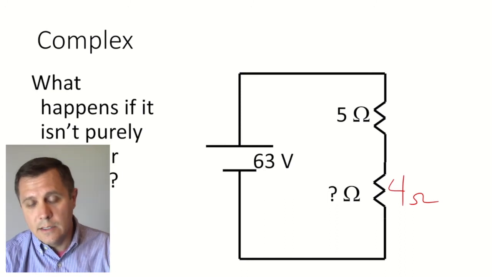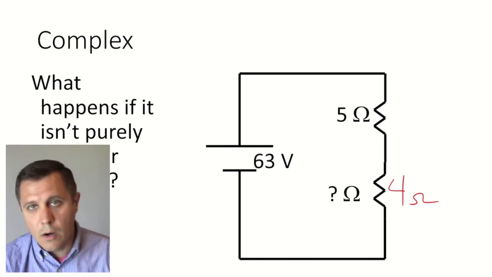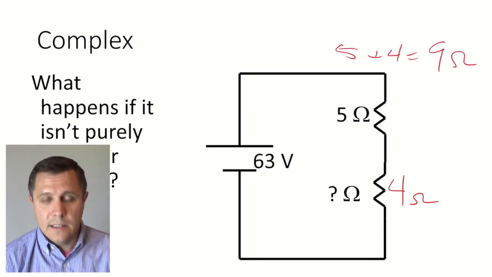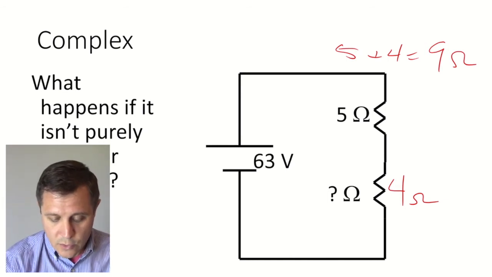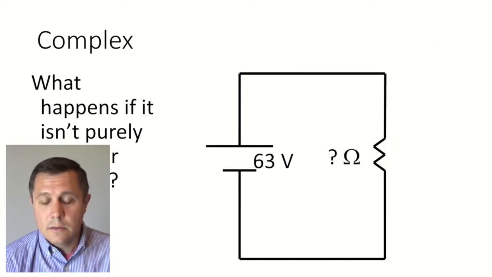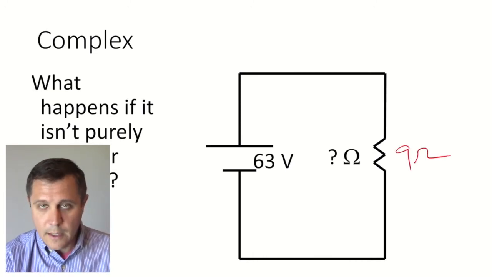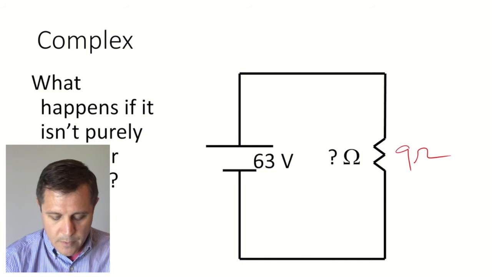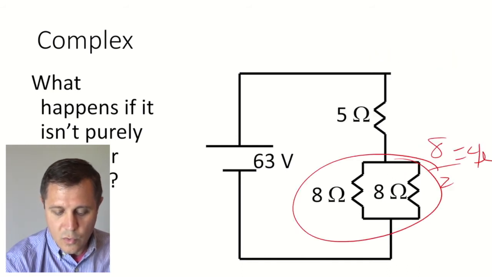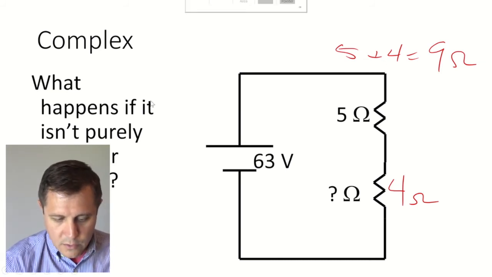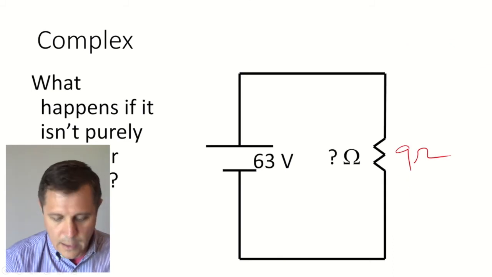Now this is purely in series. 5 and 4 are in series, so I can say 5 plus 4, and I have 9 ohms as the equivalent resistance of those two. I could draw that into this, and now I have the 9 ohms that I just figured out. So we went step by step, from 2 in parallel that I could take care of, then to 2 in series, and then I moved along to getting one resistor.